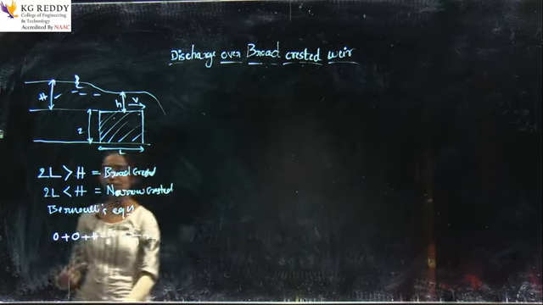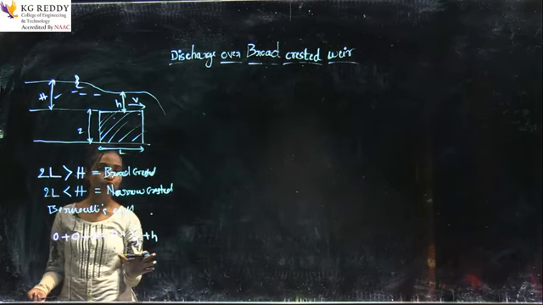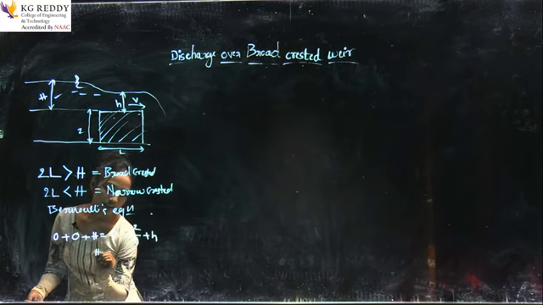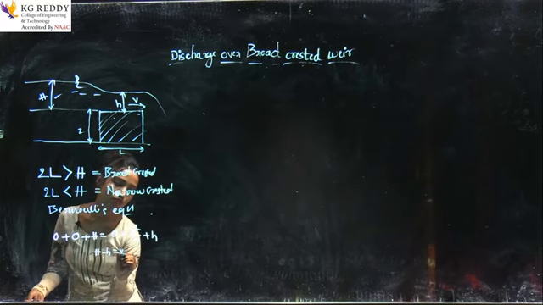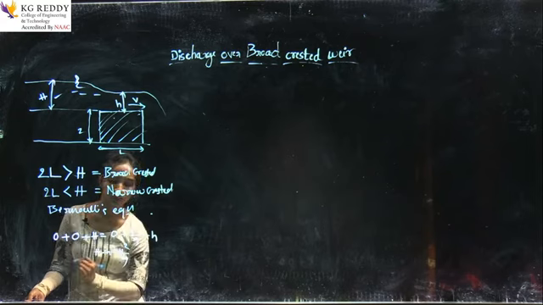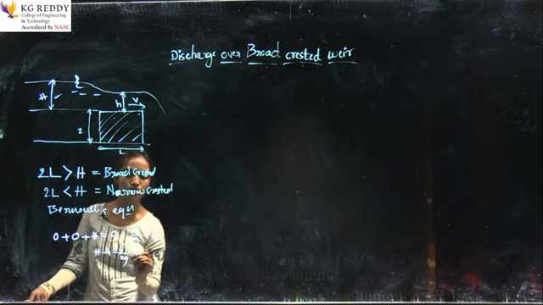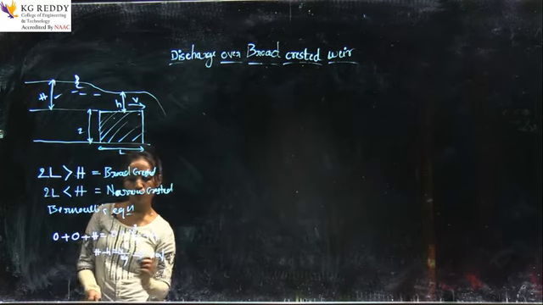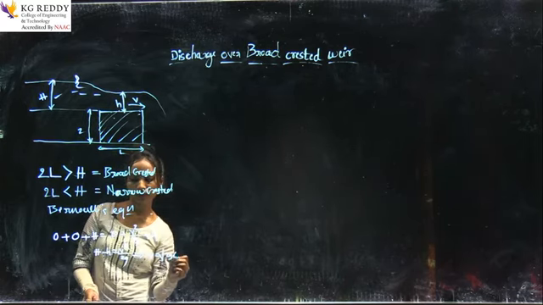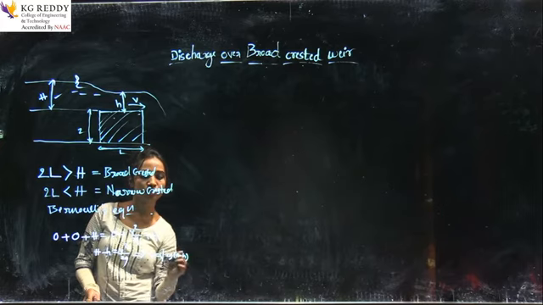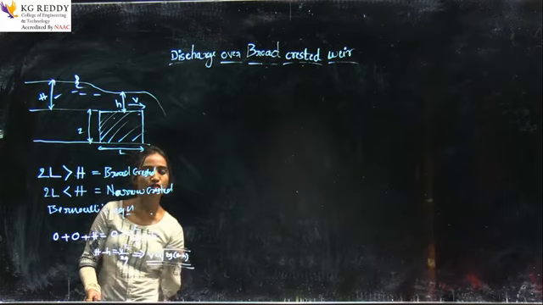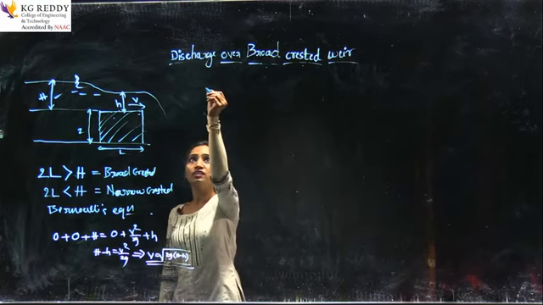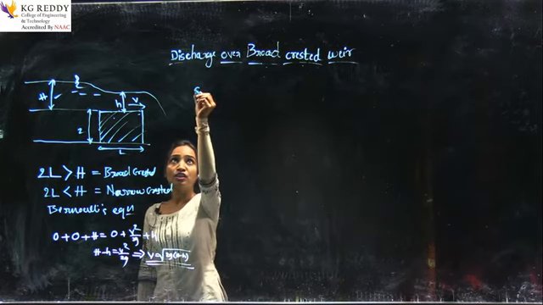Now I will simplify this. I want V in this. So now I will write H minus small h is equal to V square by 2g. If you find the V in this, it gives V is equal to square root of 2g into (H minus h). This is the V. Now we are finding the discharge, that I will write as Q.